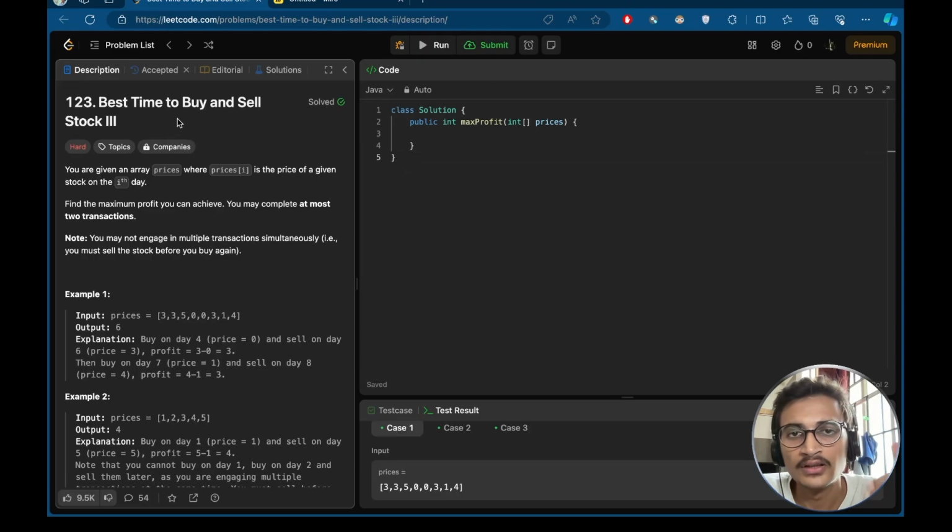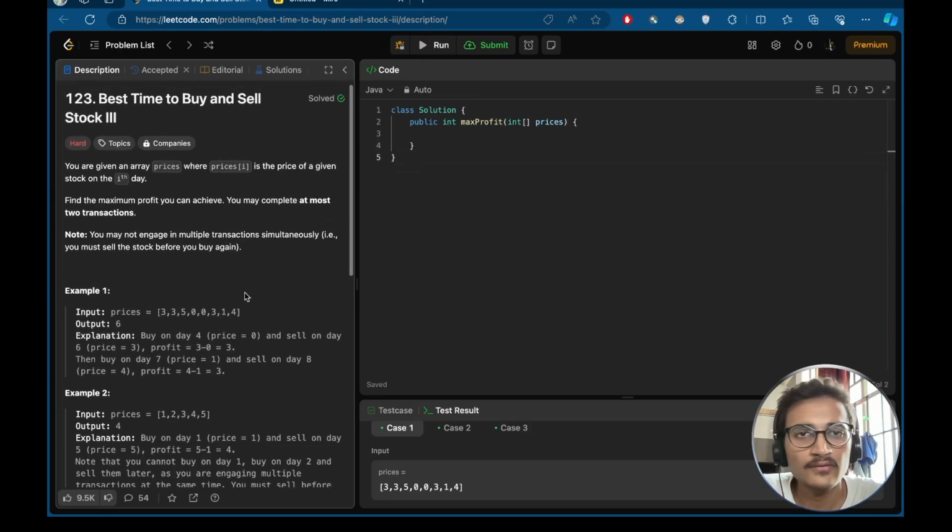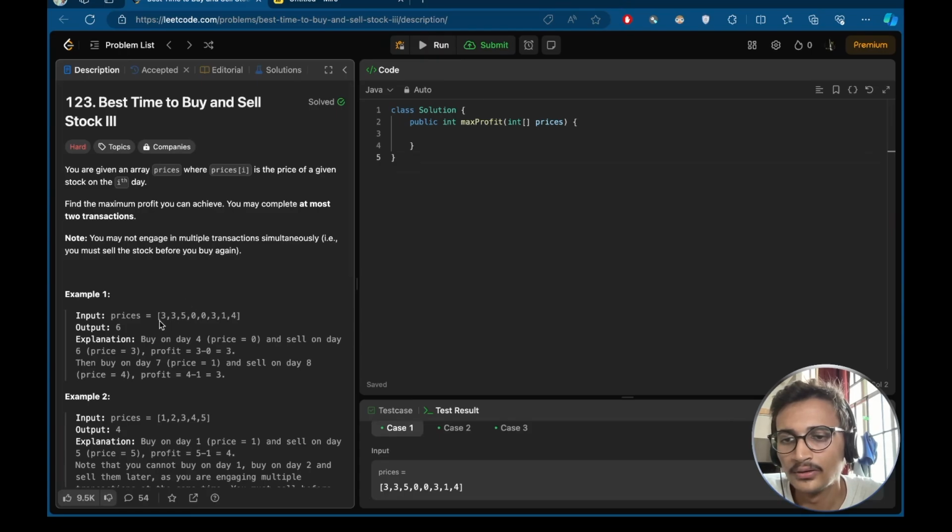So this is the third problem in this category, and I have discussed its first part on my channel before. I would suggest that you watch that video as well. Exactly what we have to do in this problem is that we are given an array, and each element in this array represents the price of the stock, and its index is the day of that price. We have to do at most two transactions, and we have to maximize our profit.